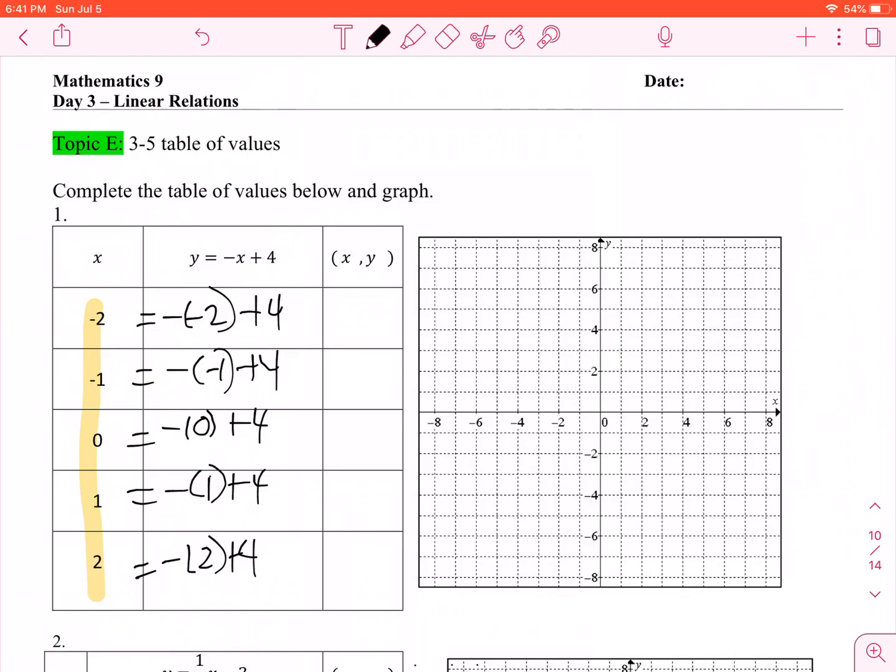Okay, so what we should have for these values: two negatives touching makes a positive, so that would be 2 plus 4, which would be 6. So meaning our coordinate would be at -2, +6. -1 times a negative would be +1. 1 plus 4 would be 5. So that coordinate would be at -1 and 5.